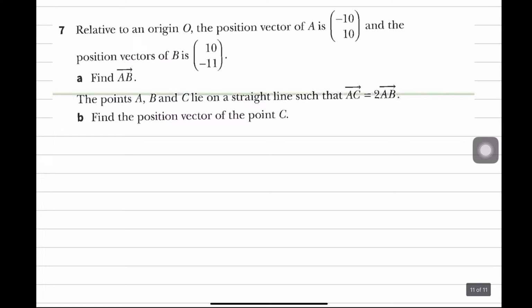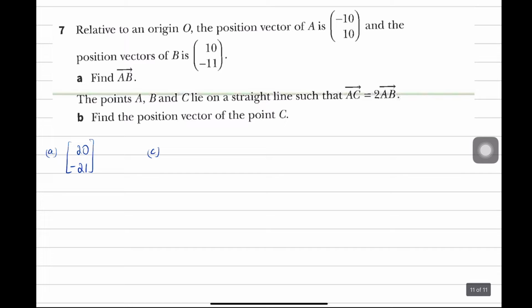Sir, it's 20 minus 21. 20 minus 21, let me check. OB minus OA, 10 minus minus 10 is 10 plus 10, which is 20. Yep, 20, minus 21, that's correct, good job. And OC is 30 minus 30. I'm sorry, can you repeat that? 30 minus 32. 30 minus 32.